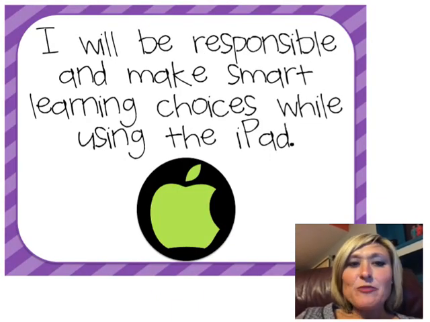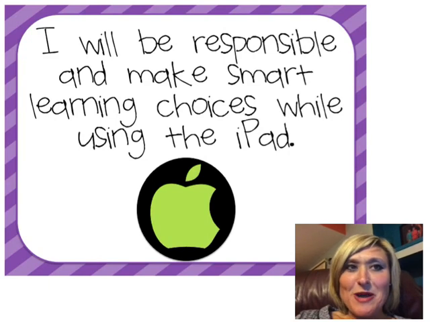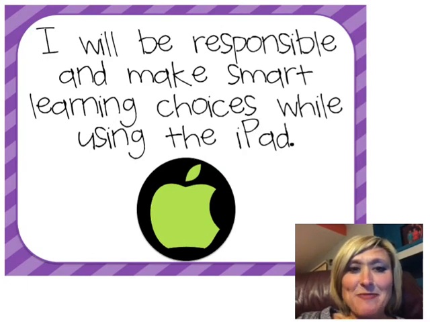As you can see, there are many rules that a student in an iPad classroom needs to follow. It is important that you follow all of these rules so you can make the most of your time in class and using your iPad. The final rule that you need to remember is, I will be responsible and make smart learning choices while using my iPad. That is how you make the most out of learning in an iPad classroom.